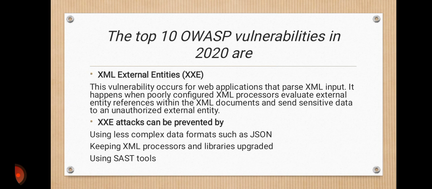And next one is XML external entities. This occurs for web applications that pass XML inputs. It happens when poorly configured XML processors evaluate external entity references within the XML documents and send sensitive data to unauthorized external entities. This can be prevented by using SAST tools.